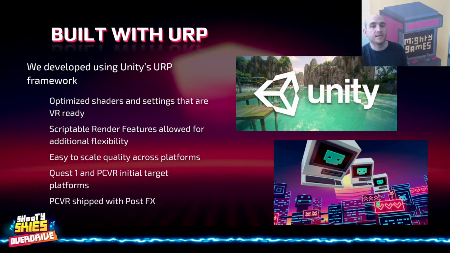We found it very easy to scale the quality across platforms because when we launched, we predominantly targeted the Quest 1, but we also launched on PC VR. And our PC VR product shipped with post-processing, which was basically bloom, vignette, and some color grading. And those effects are what we wanted to bring in our graphics update in August.